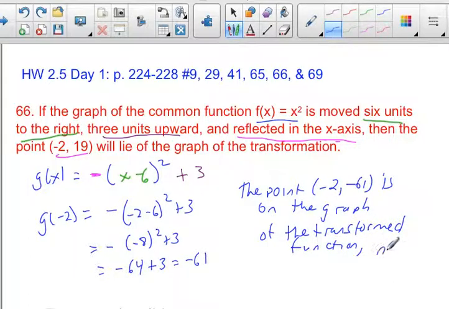Not the point negative 2, 19. So this is actually going to be false. It's not true.